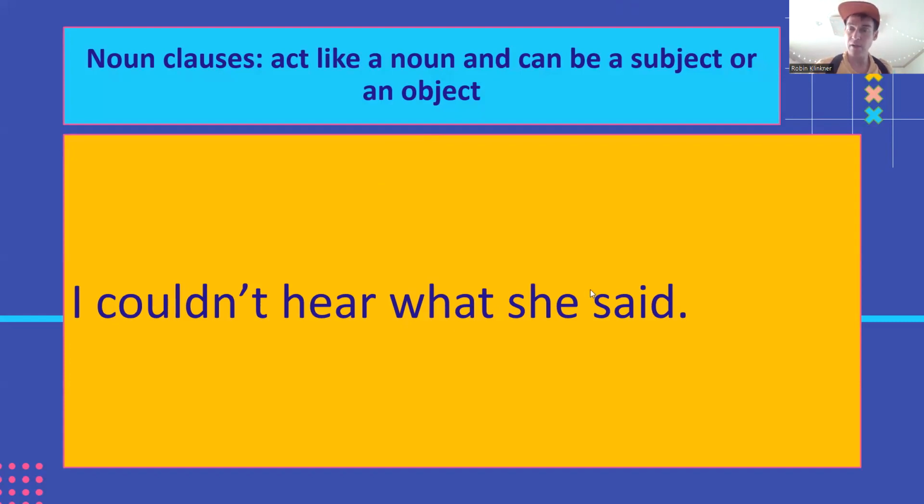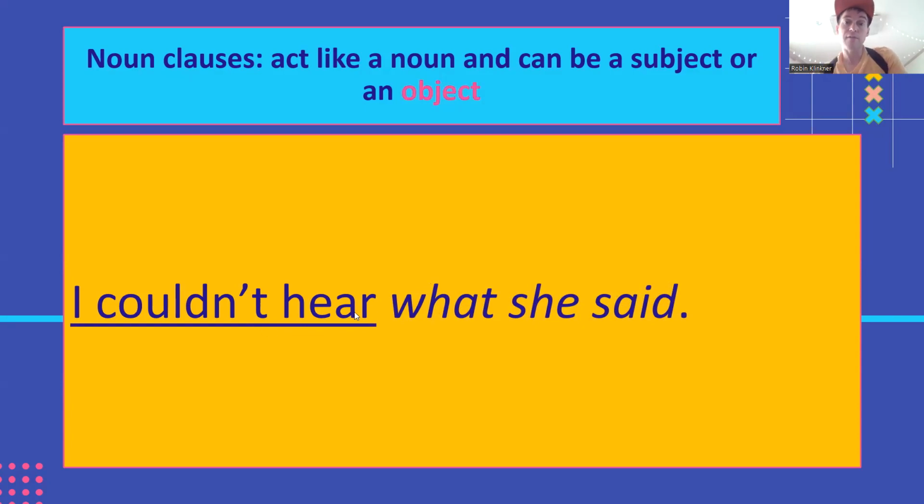So this is the dependent clause. I couldn't hear is the independent clause. I couldn't hear. That's a complete thought. What she said is a dependent clause. Now, is what she said the subject of the sentence or the object? It is the object of hear. Hear is a verb. I couldn't hear. What couldn't you hear? I couldn't hear what she said.